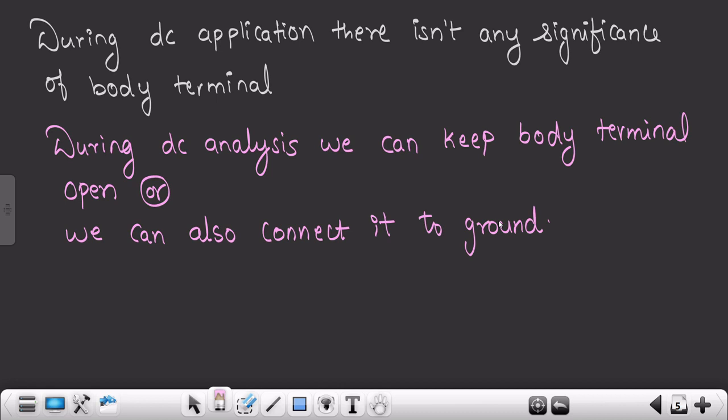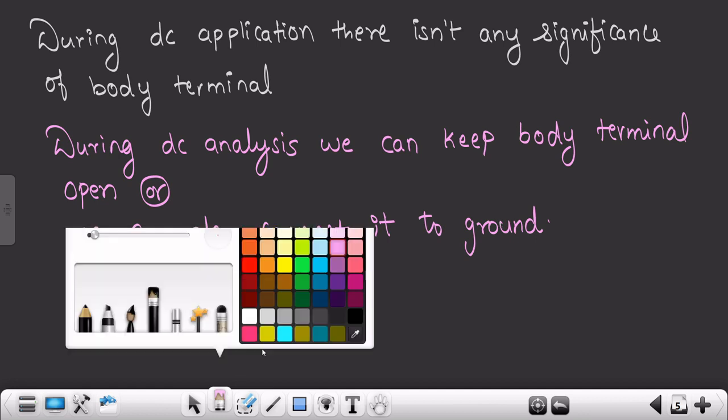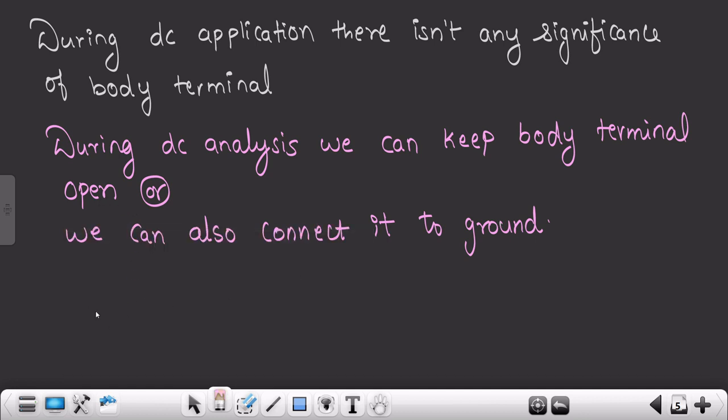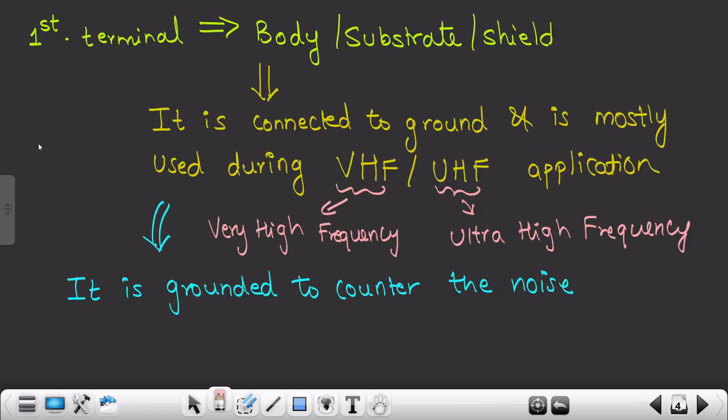Now you will tell me, sir, you told us that in DC analysis we won't obtain a pure DC signal. We will get this kind of ripple. And over here you are telling that in DC analysis we can keep the body terminal open or ground it. Let's suppose the signal is 5 volts. Rather than staying constant, we will get a fluctuating signal that may fluctuate between 5 volts and around 4.8 volts. So this is a kind of ripple-like signal we would be able to obtain.